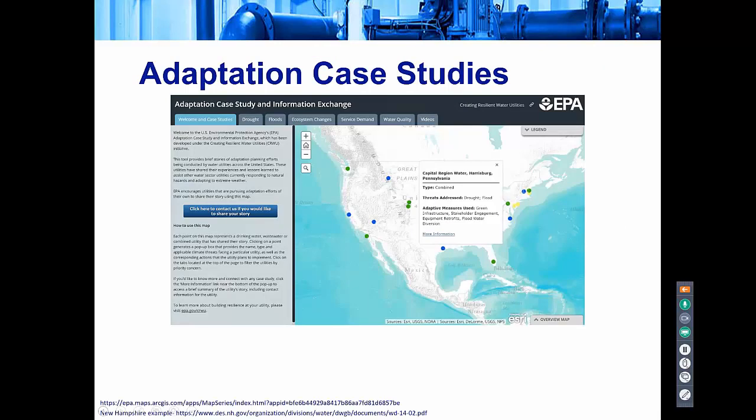If you're looking for case studies, maybe you need to convince your leadership that this is important or useful, you can look on the EPA's Adaptation Case Studies website for the Creating Resilient Water Utilities, and that will give you various case studies that show what these different communities were facing and how they worked to combat those issues. And this could be a great tool for helping your leadership understand why this is important, or helping your residents understand why this is important.